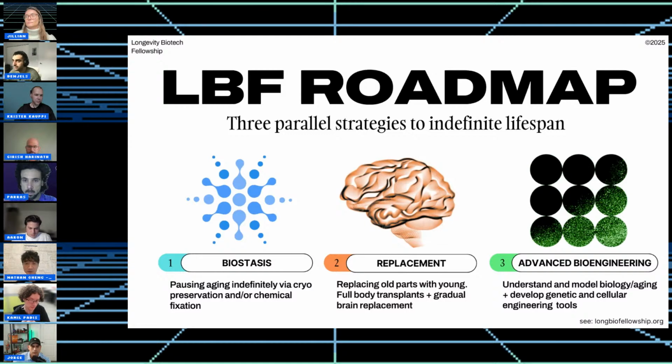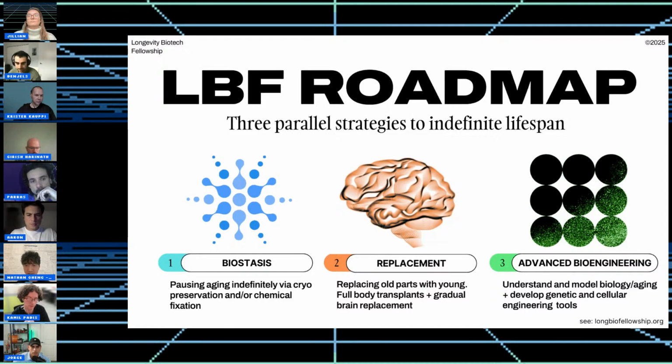They're over here, and the first one is essentially biostasis, and that's preservation of bodies or brains after legal death. And this is typically done through cryopreservation at low temperature or chemical fixation. And then the second path was replacement. For us, that really means replacement of old parts with young, and maybe more specifically, whole body replacement or whole organ system replacement, and in addition, gradual brain replacement.